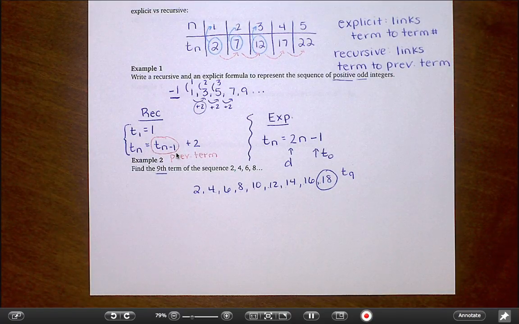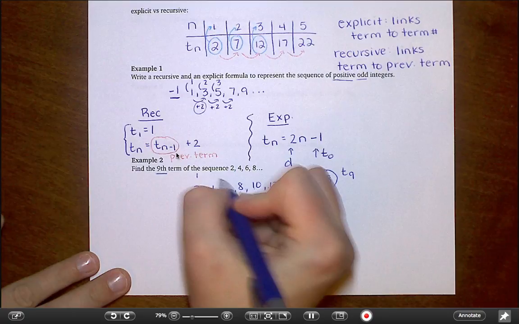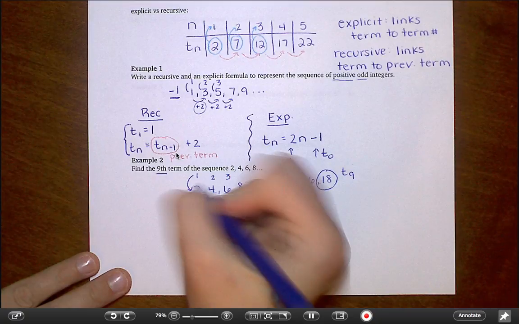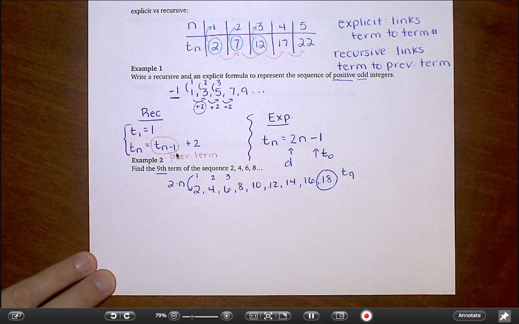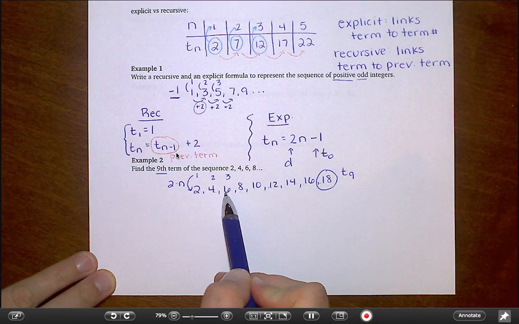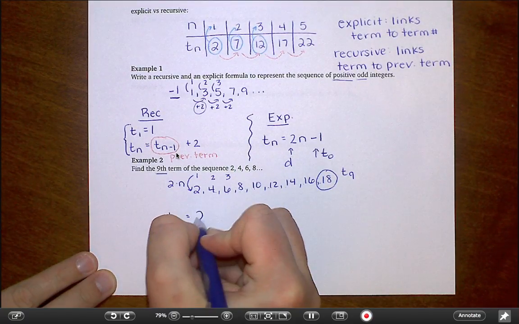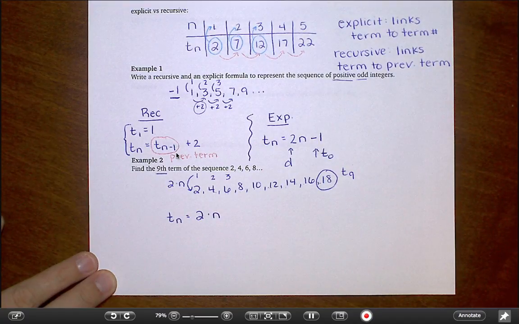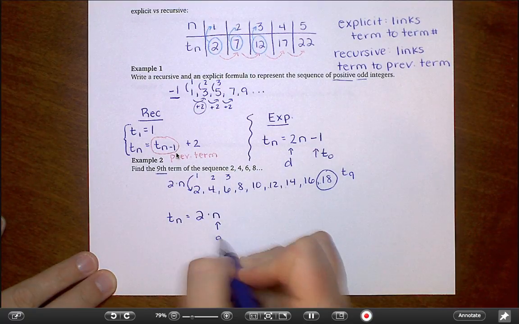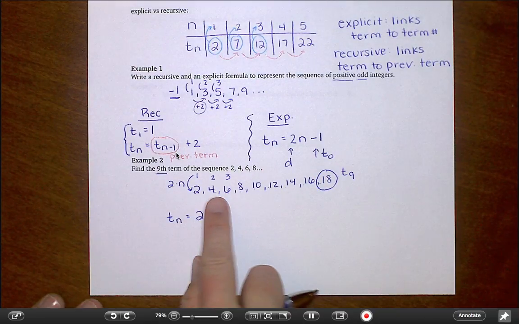If you said that, you were really doing an explicit formula. What you were saying is that if this is term 1, and this is term 2, and this is term 3, the way I link from here to here is I just do 2 times the n value, right? I did 2 times 1 and got 2, 2 times 2 and got 4, 2 times 3 and got 6, and so on. So my explicit formula would just look like this. Okay, that's my explicit formula. And then to get to the 9th term, I just plug in a 9 right here, and I get 2 times 9 is 18.